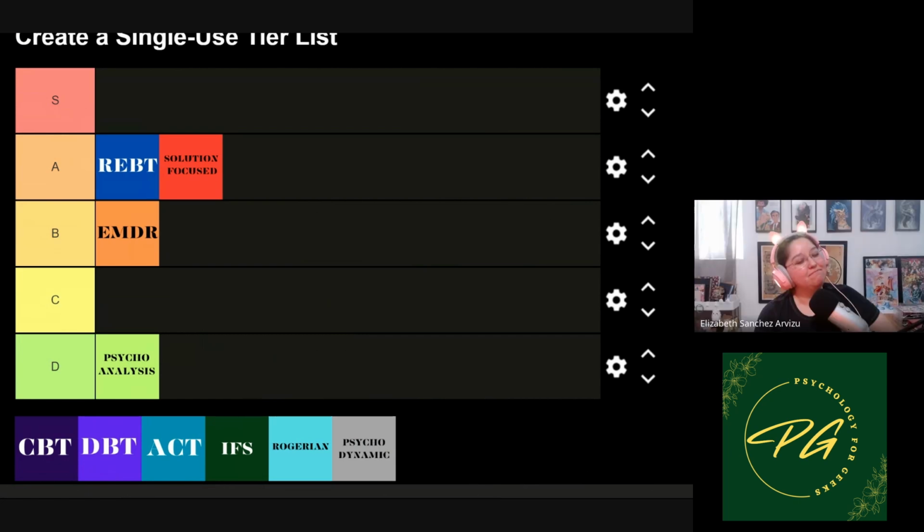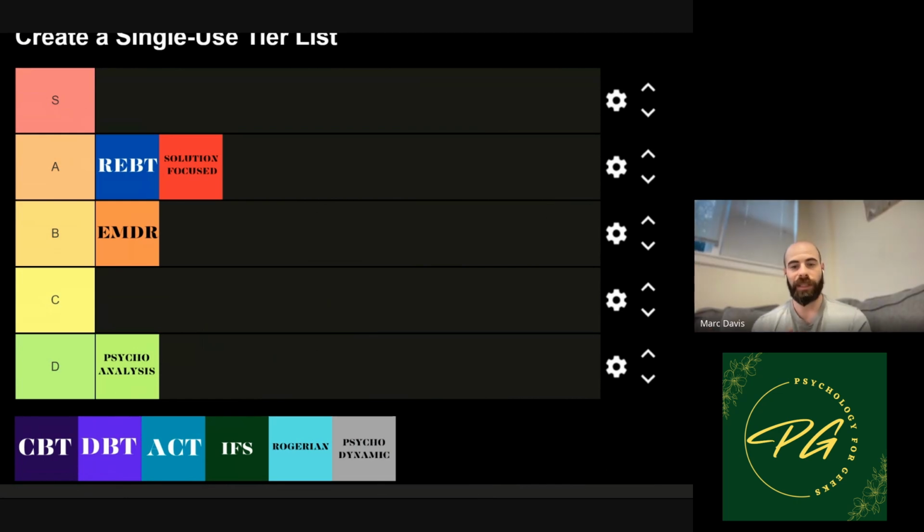I'm very tempted to put it next to A, because the reason we put solution focus in A is because it's effective, especially when it's used with something else. And I think Rogerian is the same way, where it's really good, especially if you use it with something else. The way that I see this one is sort of like the foundation. The reason I disagree is because it's not that it's good especially if you use it with something else. I feel like it's only useful if you use it with something else.